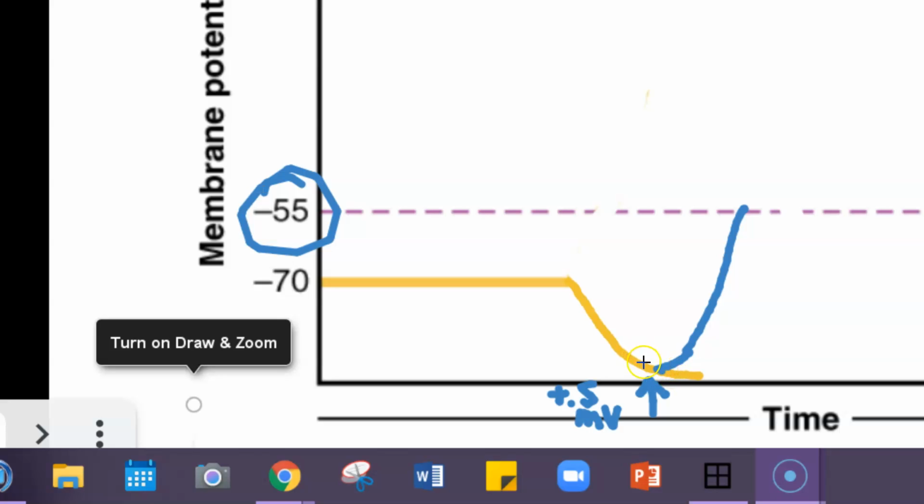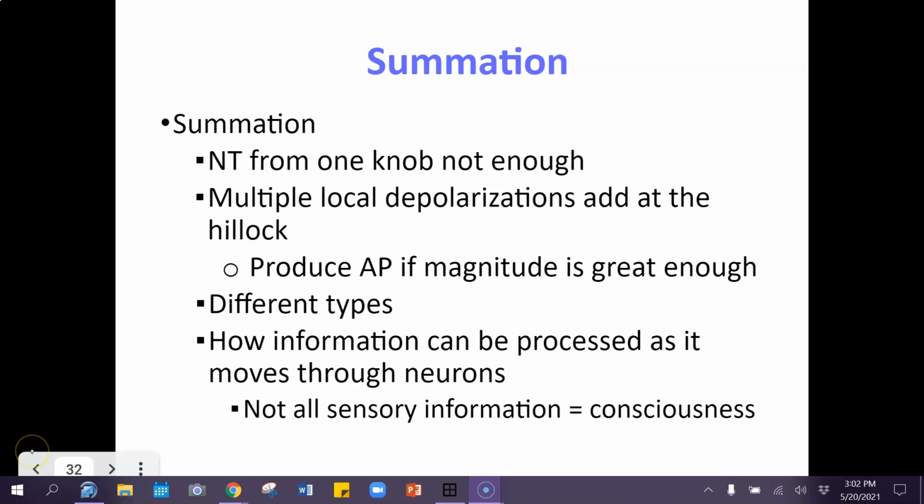So we say that our neuron is inhibited because it's going to take quite a large stimulus in order to knock it out of hyperpolarization and to get it up to this negative 55 area in order for an action potential to occur. So this is not going to happen very often, and so we say that the neuron here is inhibited. So as I said on the previous slide, a single stimulus is only going to raise the membrane potential by 0.5 millivolts.